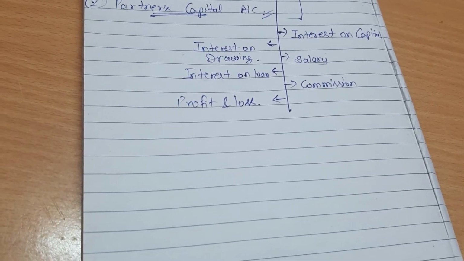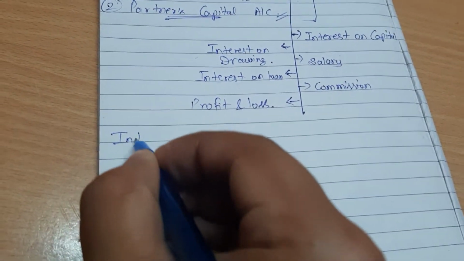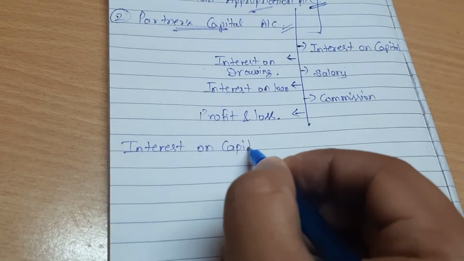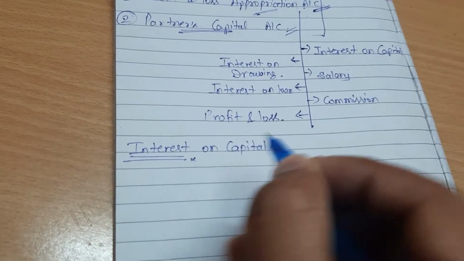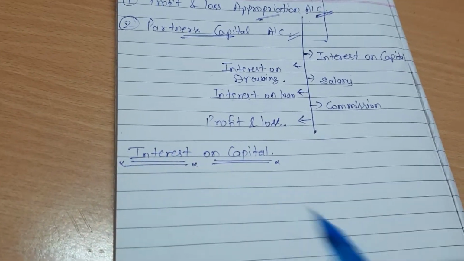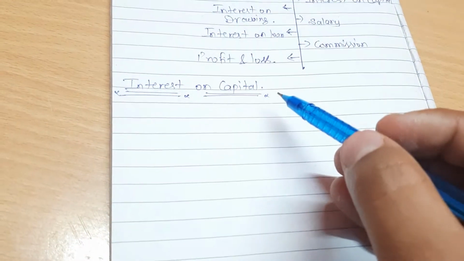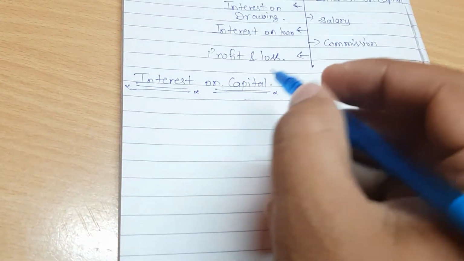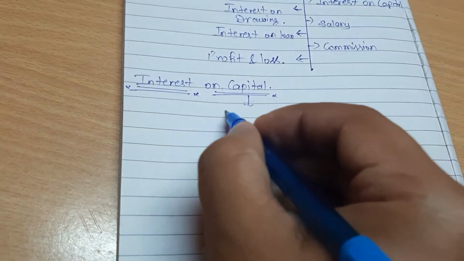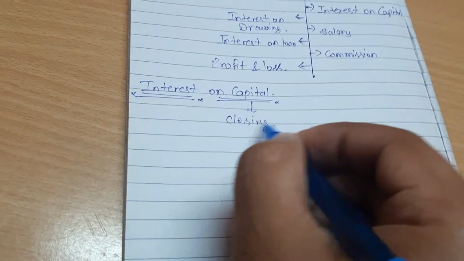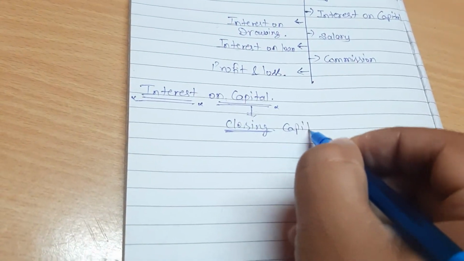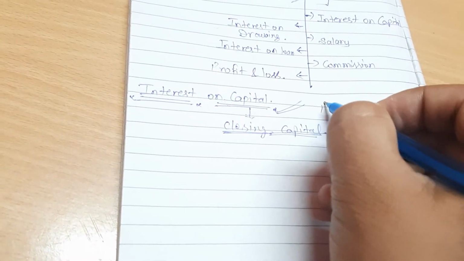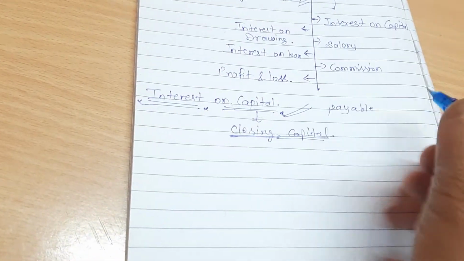So the first topic which we are going to study is interest on capital, calculation of interest on capital. So calculation is simple, you already know. The main thing is sometime capital is given to you on closing date. Which capital is given to you? Closing capital. While interest on capital is calculated, it is payable on opening capital.